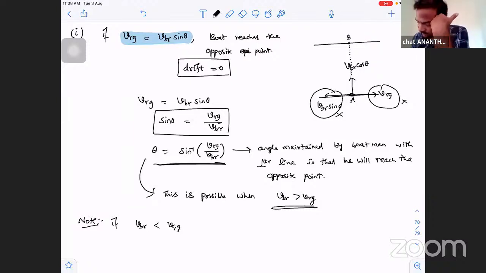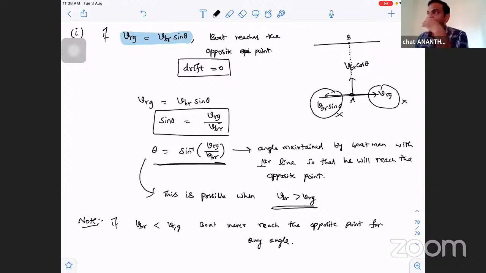Okay, so then if VBR is less than VRG, then the boat never reaches the opposite point for any angle. You can keep any angle, but the boat never reaches the B point. Opposite point cannot be reached, because the theta value you get is more than 1. I mean, sin theta value more than 1 you get, which is not possible.